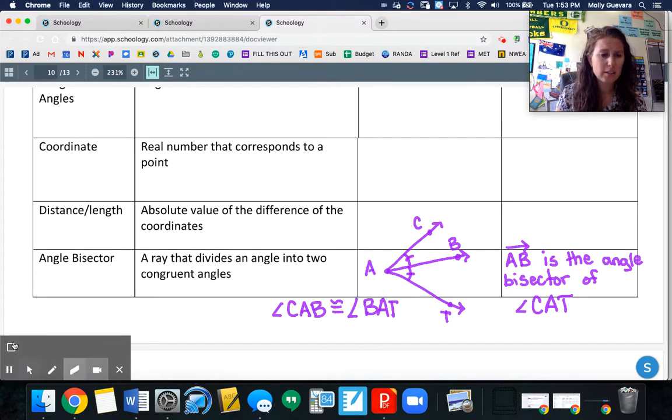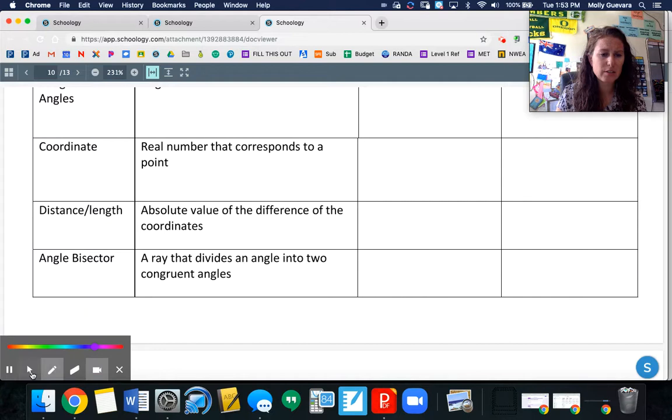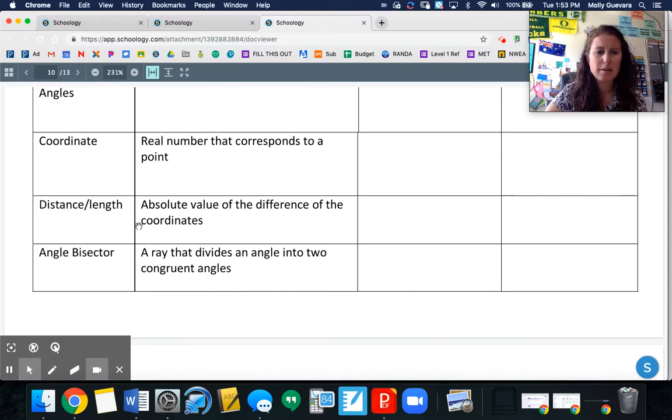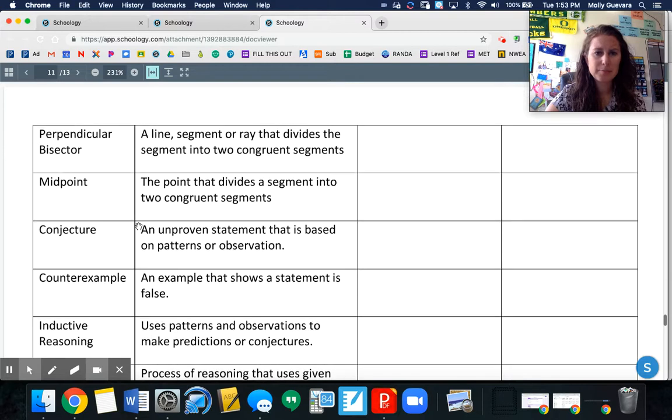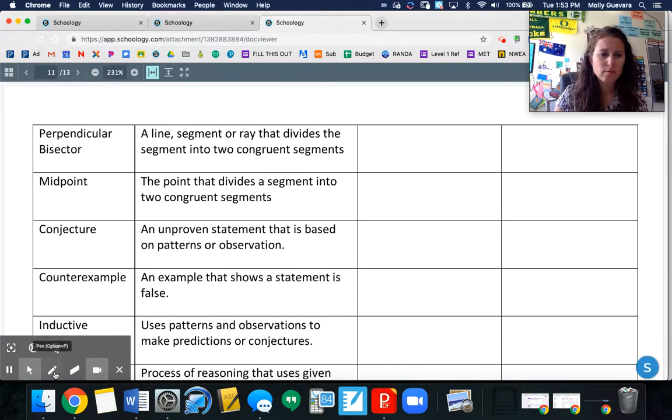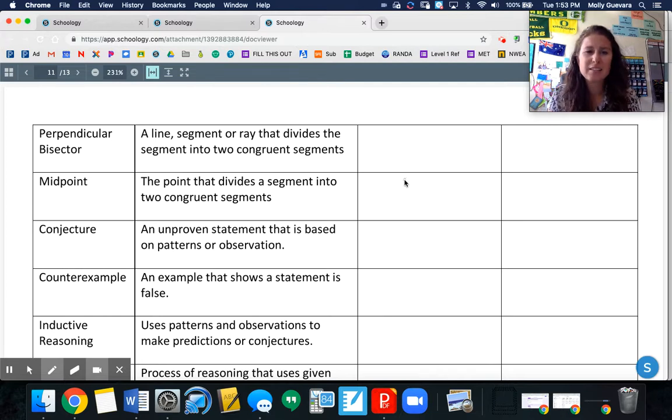Okay, so let's go ahead and clear this and go down. Two more here. Perpendicular bisector. So perpendicular bisector is a line, segment, or ray that divides a segment into two congruent parts. So if I have a segment, and let's just call this segment AB.